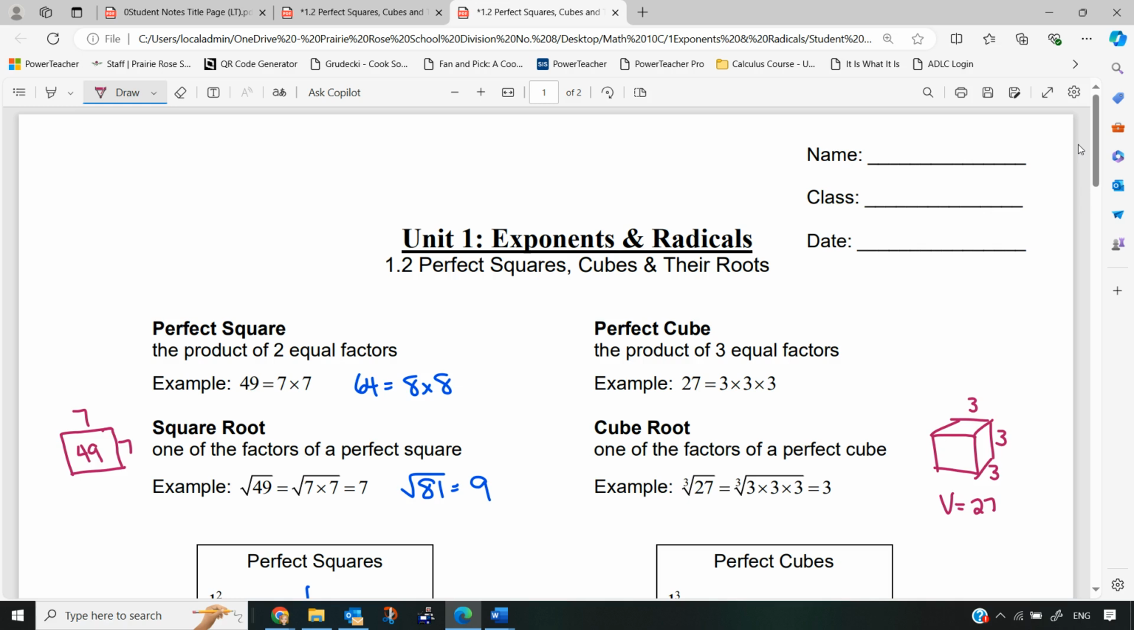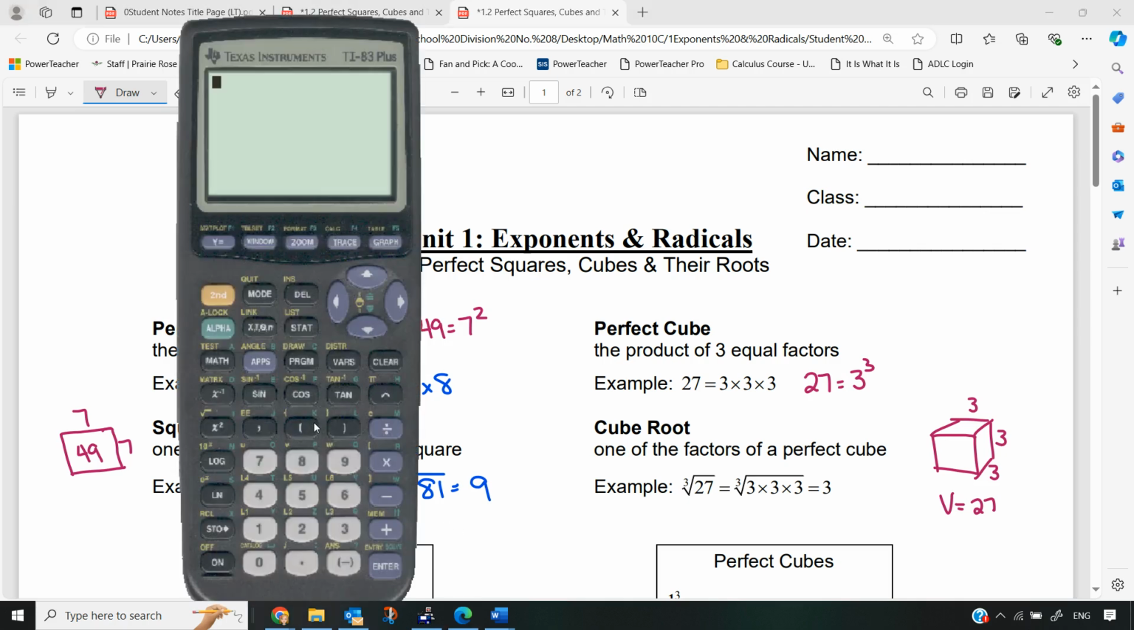So a perfect cube is the product of 3 identical factors. 27 is 3 times 3 times 3, or 27 is 3 cubed. Just like earlier, we had 49 was 7 times 7, so 49 was equal to 7 squared. When we think about the reverse again, a cube root, the cube root is one of those factors or one of those side lengths. On your calculator, what you can do to find cube root is to push the math button, and then we choose number 4.